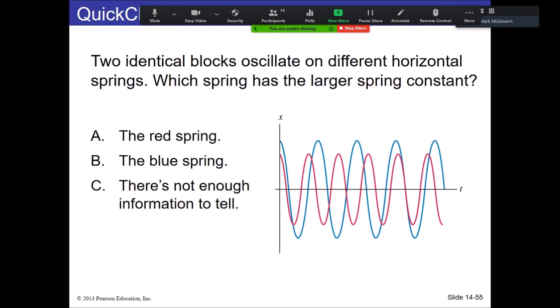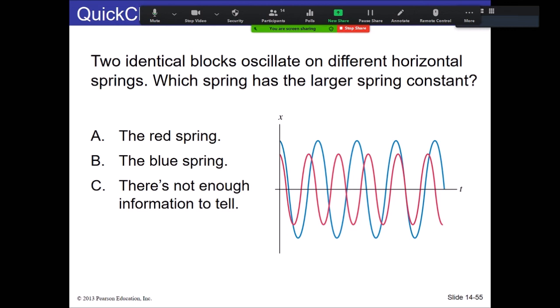All right. Two identical blocks oscillate on different horizontal springs. Which spring has the larger spring constant? Well, the masses are the same. The spring constants are different. What information in these graphs is going to tell us something about spring constant?